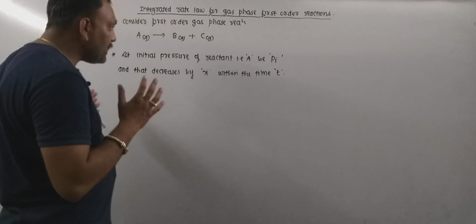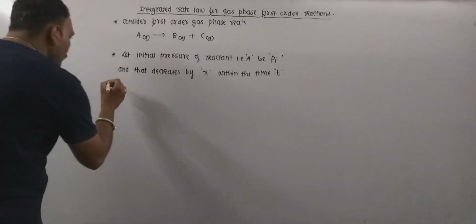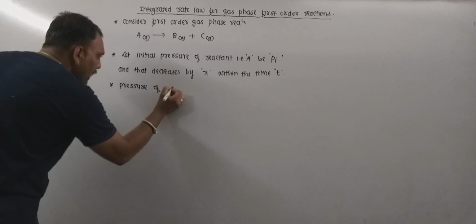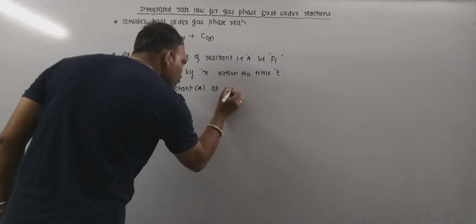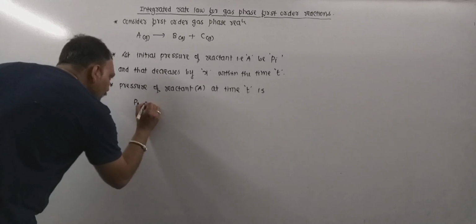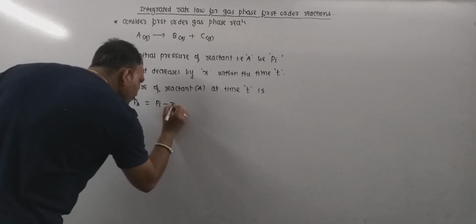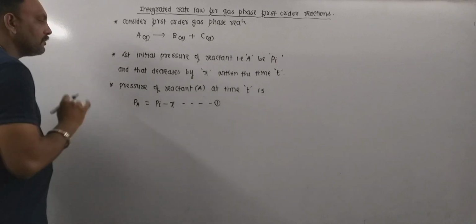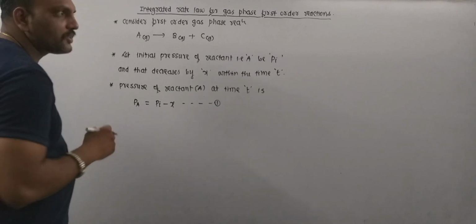Now the key factor is the pressure of reactant at a time interval of T. So the pressure of reactant A at time T is PA equal to Pi, which is the initial pressure, decreased by the amount X. So the pressure of reactant A at time T will be Pi minus X.